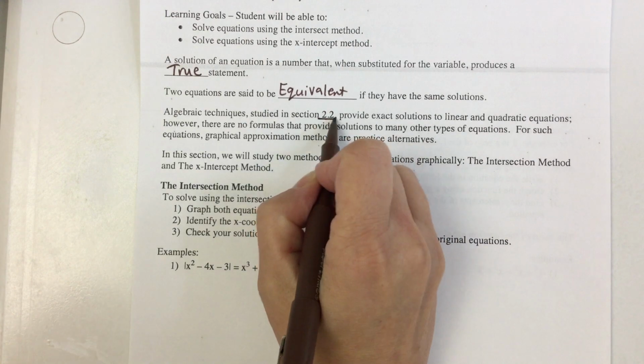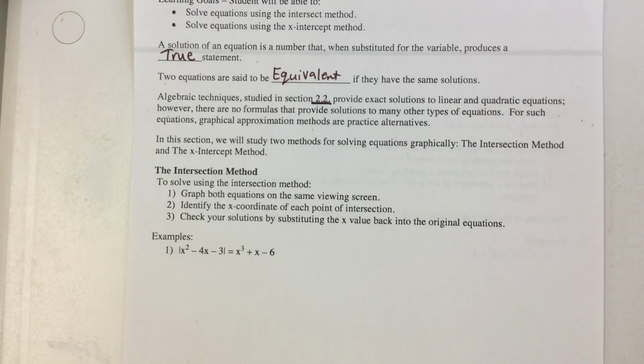Now, when we looked at 2.2, because remember we went in reverse order, in 2.2 we used algebra techniques to solve linear and quadratic equations. So we did things like the quadratic formula. We factored. We solved equations by doing opposite operations. We completed the square. So we used those skills that we learned in Algebra 2.